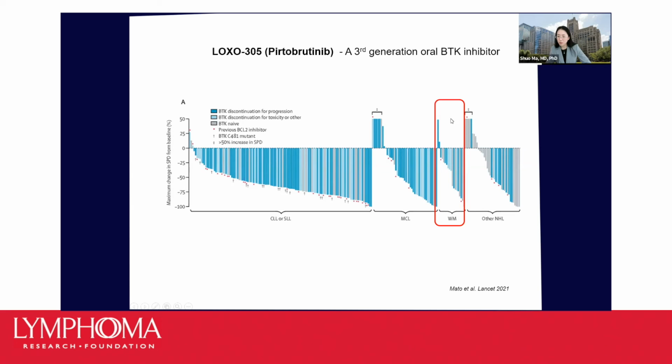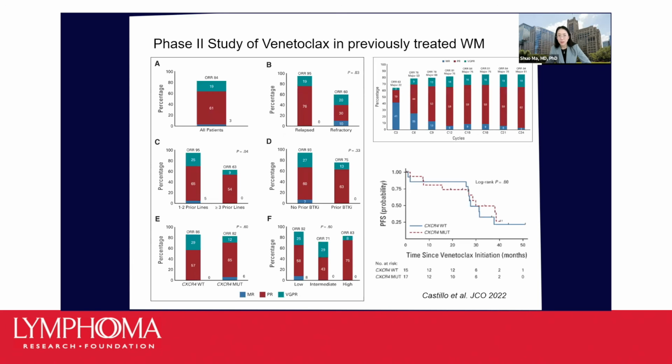If you focus on the Waldenström in the red box, you can see the vast majority of the patients responded very beautifully, even those patients who were resistant to prior BTK inhibitors. So very promising. And then venetoclax is another oral agent that targets the cell death machinery. It's a very different mechanism of action. In this small study in previously treated Waldenström patients, it also reported a very high response rate, 80 to 95%. So another very promising agent. This is not yet FDA approved, but is actively being studied in Waldenström's.